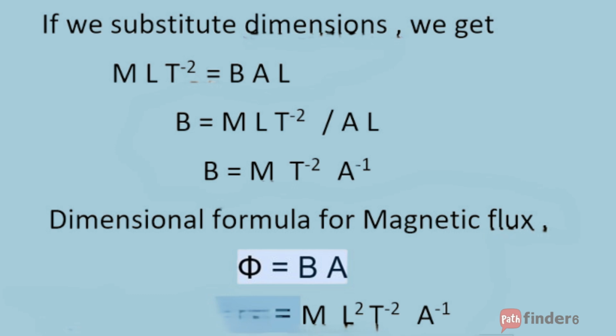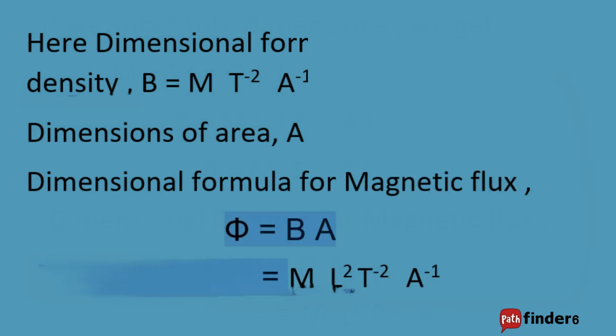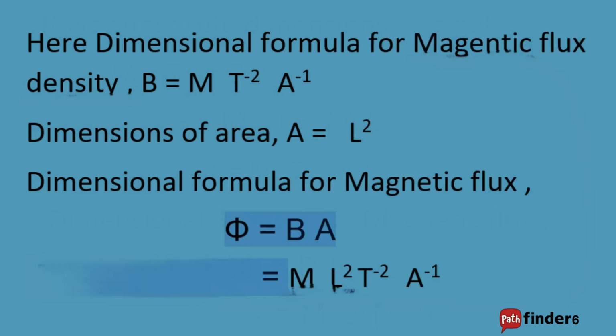Dimensional formula for magnetic flux is equal to ML^2T^-2A^-1. Here the dimensions of magnetic flux density is MT^-2A^-1 and area is L^2.